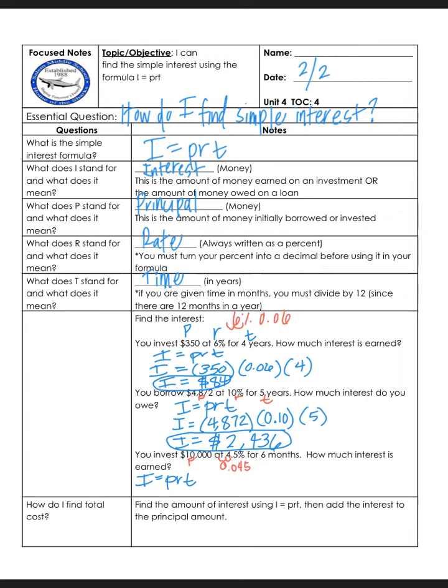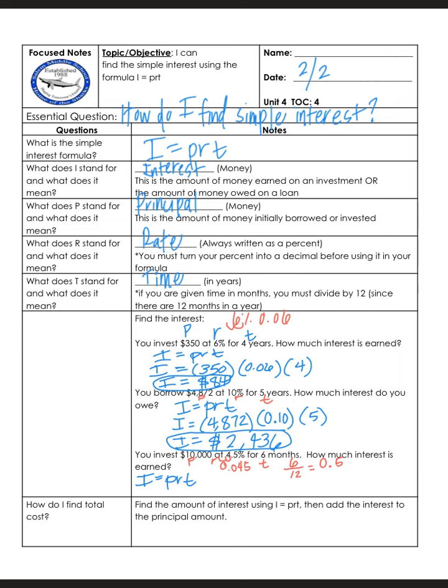So this is not in years. So what you need to do, and let me just label this as our R because that was our rate. 6 is our time. So what we need to do is we need to take that 6 and we need it to be our numerator. And then 12 is going to be our denominator because there are 12 months in a year. And so our decimal for time is 0.5.